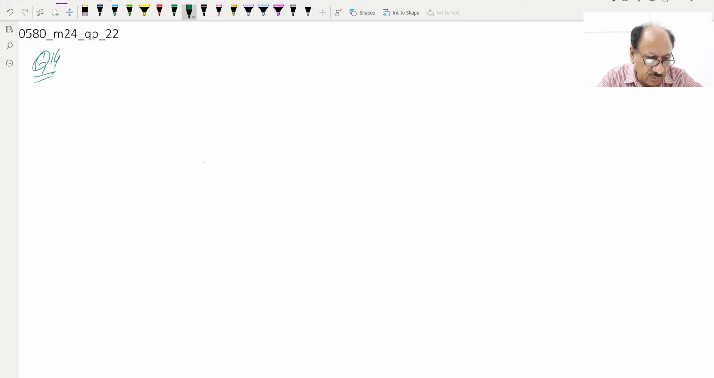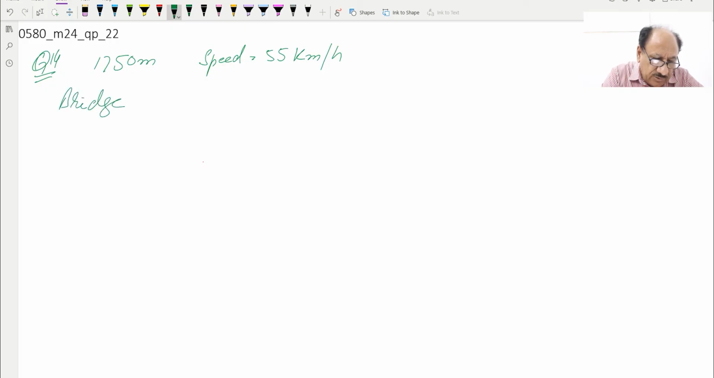Question number 14. This is an interesting question, a 3 mark question. A train 1750 meters long is traveling at a speed of 55 kilometers per hour. We are supposed to calculate how long it will take for the whole train to completely cross the bridge that is 480 meters long. So the bridge length is equal to 480 meters, and give your answer in seconds, correct to the nearest second.